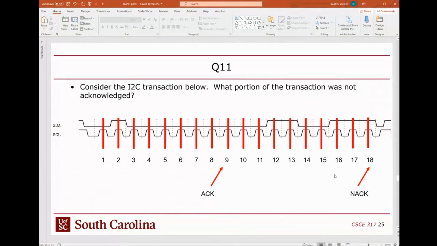So that's the part that would not have been acknowledged. So that's the idea there.